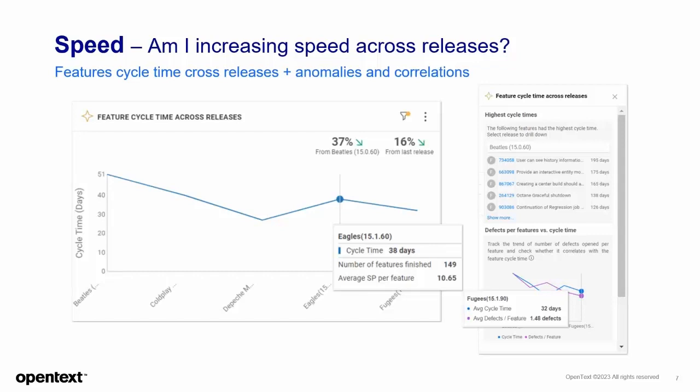So, for example, here, if we see an improved cycle time for my features, but we might have then a decrease in quality, so in the number of defects open per feature. So if this happens, we would want to check our processes to make sure that if we have a decrease in quality, it's not correlated with the improvements we've just done to our features cycle time.